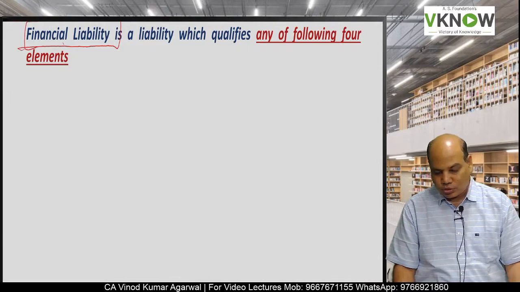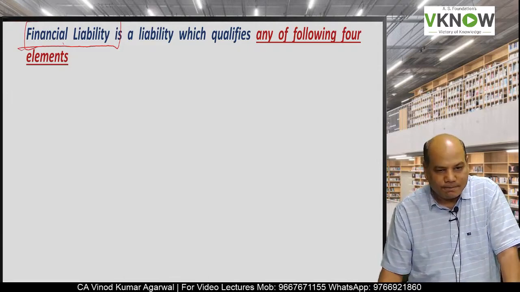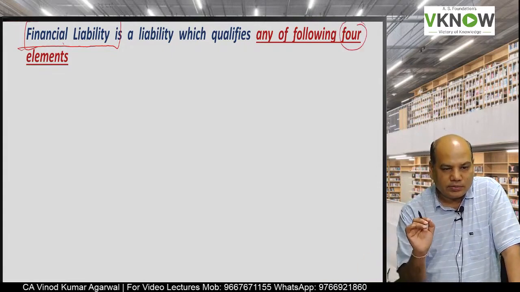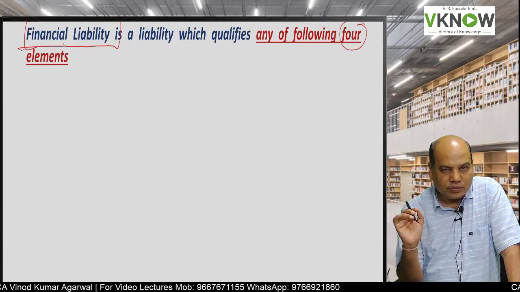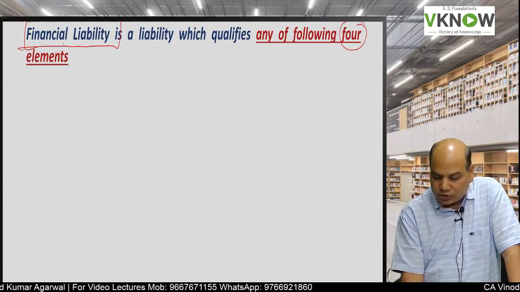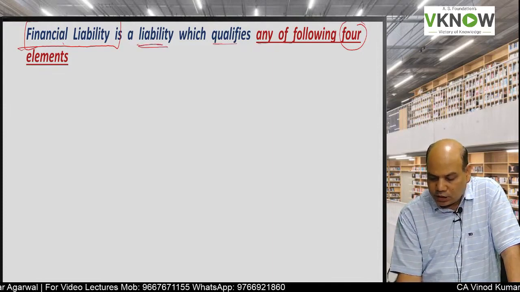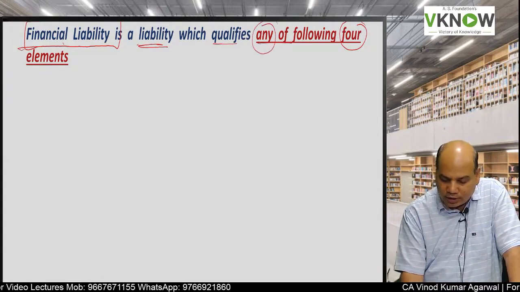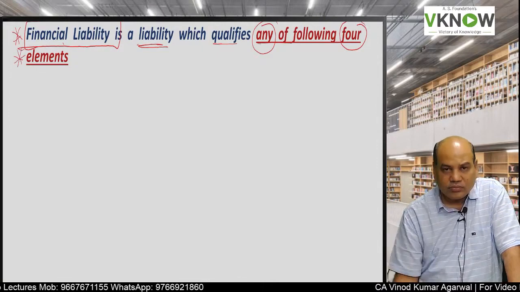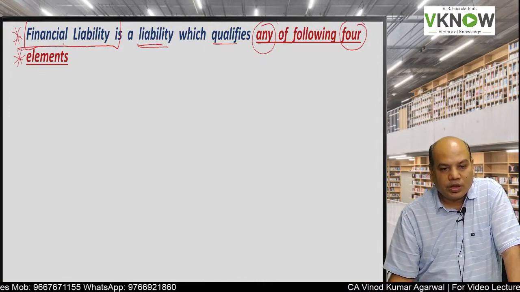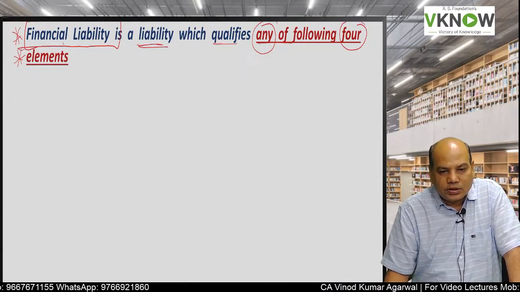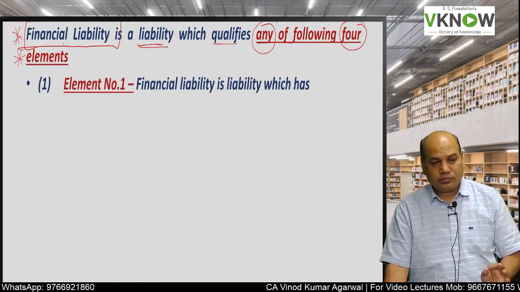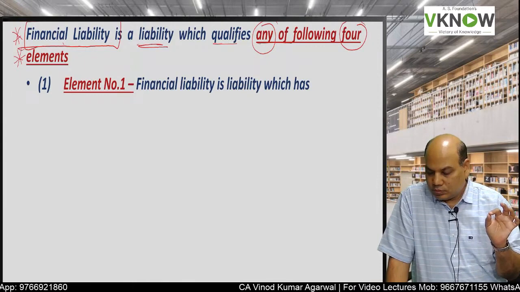And now let us come back to the meaning of financial liability. This is one of the little complicated parts of the standard, but trust me, if you pay attention, you'll be able to understand. A financial liability is a liability which qualifies any of the following 4 elements. Again, a highly tested area in the exam. They will give you a situation and the student has to answer whether this situation is a financial liability or not. So you have to check whether any of the following 4 elements are present.